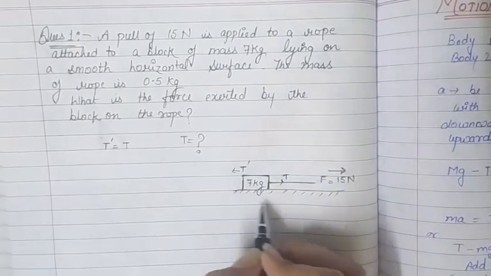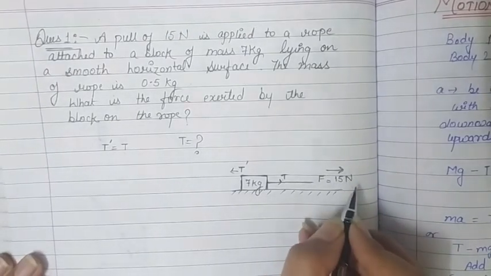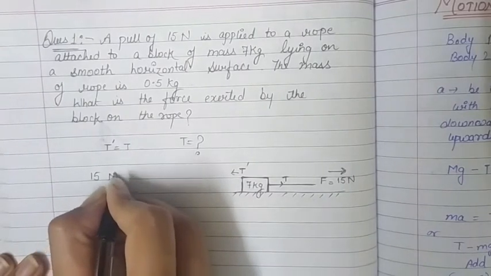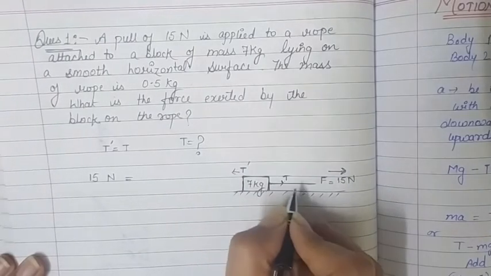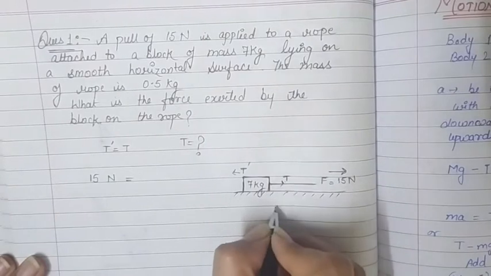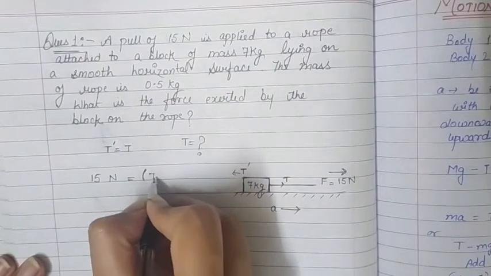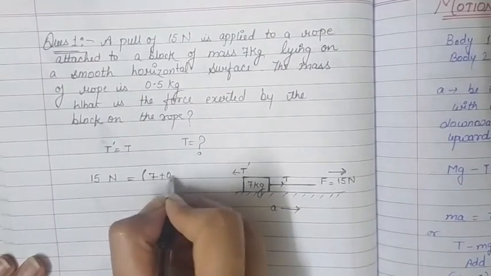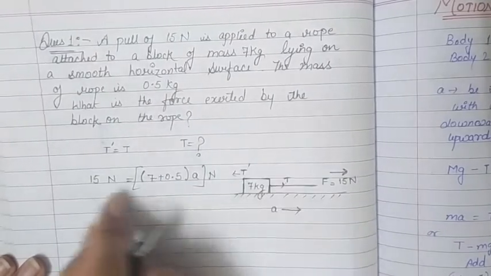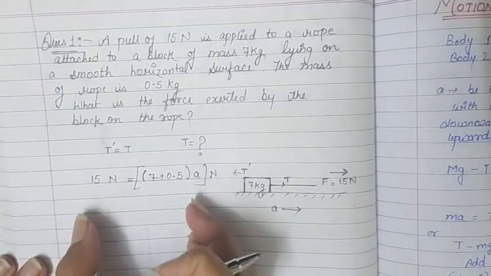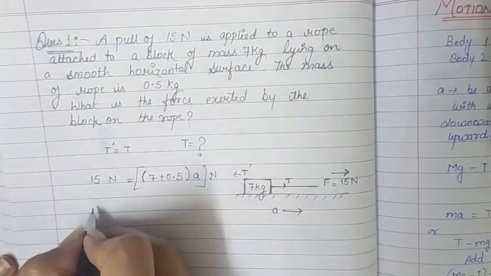Now come to this force. We are pulling this whole system by a force of 15 Newton. So this force of 15 Newton is actually equal to the net force applying on this system. The net force on this system is mass into acceleration. Let the acceleration by which the system is moving towards right be A. Then the mass of the system is 7 for the block and 0.5 for the rope, into A. This much Newton is the net force, which is equal to 15 Newton. By solving this we can get the acceleration by which this whole system is moving towards the right. So let's solve it for acceleration.